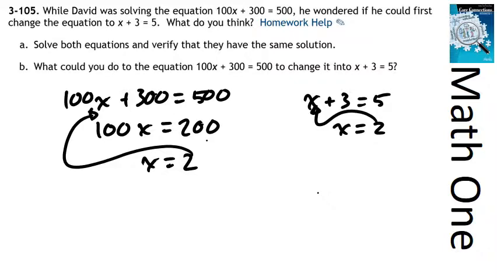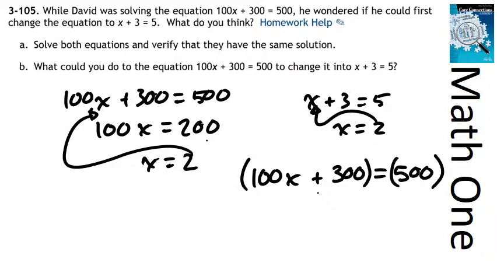Nice. It says, what could you do to the equation 100x plus 300 equals 500 to change it to the other one? Well, there's a lot of things I could do to that equation, but probably right now, I would say either divide both sides by 100, or multiply both sides by 1 over 100. I need to be real clear. When I say divide both sides by 100, I mean that literally every single term on both sides would need to be divided by 100.